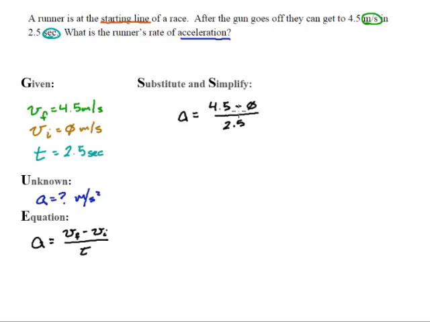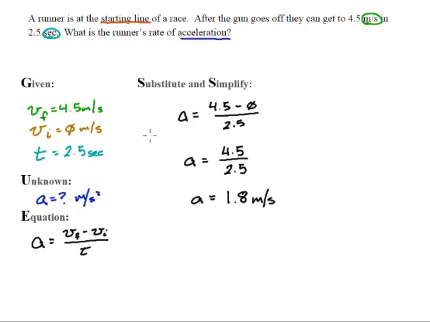Now at this point, I'm going to simplify the numerator of my fraction, and I get 4.5 divided by 2.5. I've simplified from here to here. At this point, I'm going to get out my calculator and dump this into it. And you get a value of 1.8. I'm almost done. I need to include the units, meters per second.